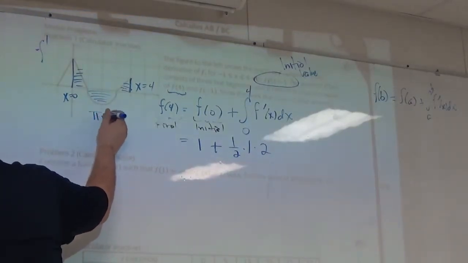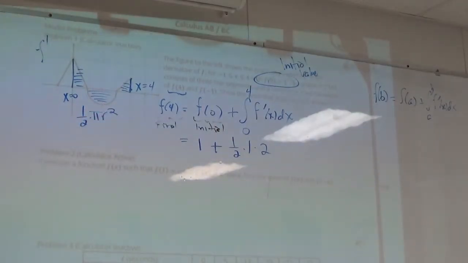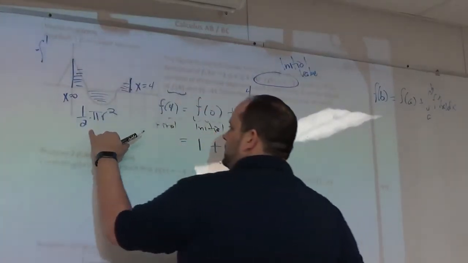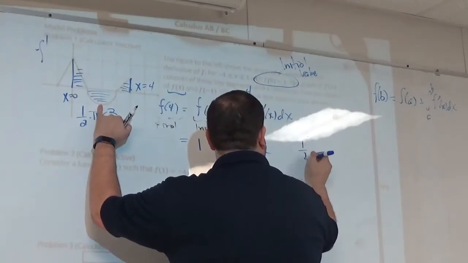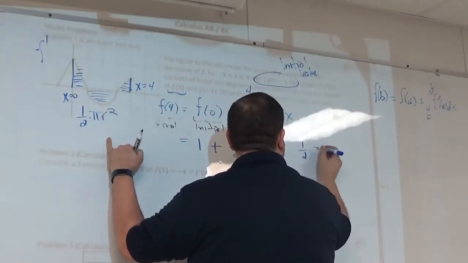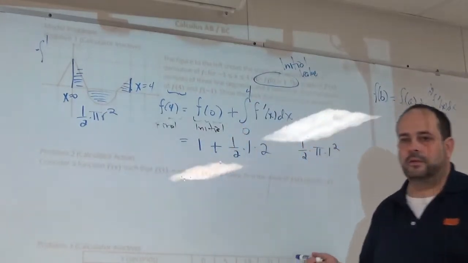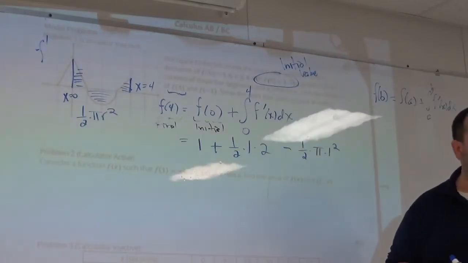Area of the circle is pi r squared. This should be 1/2 of pi r squared. Well, what I need to know is what's the radius. Let's see, if that's a semicircle, it looks like it has a radius of 1. So 1/2 of pi times 1 squared. I want to be careful. We're below the x-axis, so it has to count as a negative.